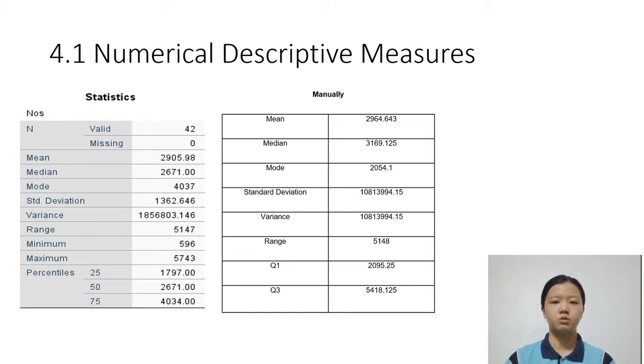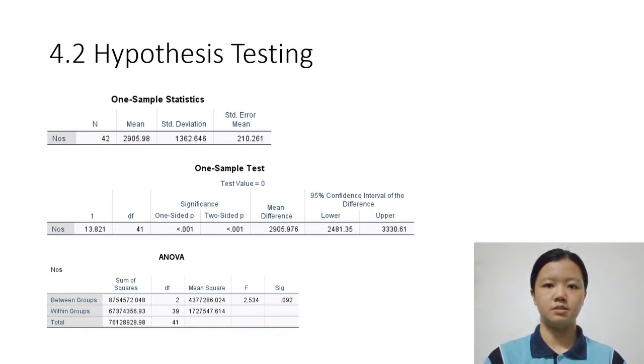Now I will continue to present the analysis data using SPSS output. As the diagram shows, the left side is calculated using SPSS, while the right side is calculated manually. In fact, only the mode using SPSS is greater than the manual one. For the hypothesis testing, we proceeded with one-sample statistics and the one-sample test. As a result, the mean number of students was 2,905.98. The resulting significance level is less than 0.001.